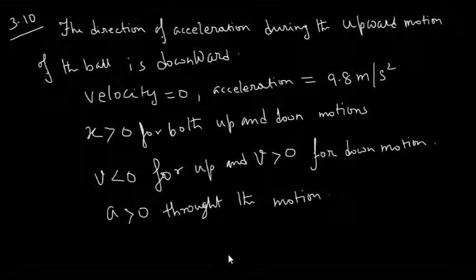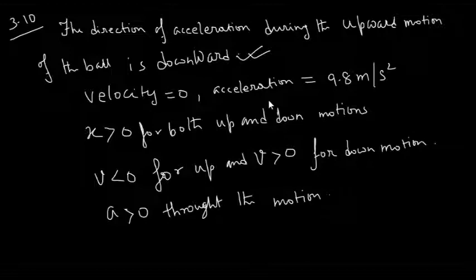Now, irrespective of the direction of the motion of the ball, acceleration, which is actually acceleration due to gravity, always acts in the downward direction towards the center of the earth. So this phenomena explains this line. The direction of acceleration due to upward motion of the ball is downward.